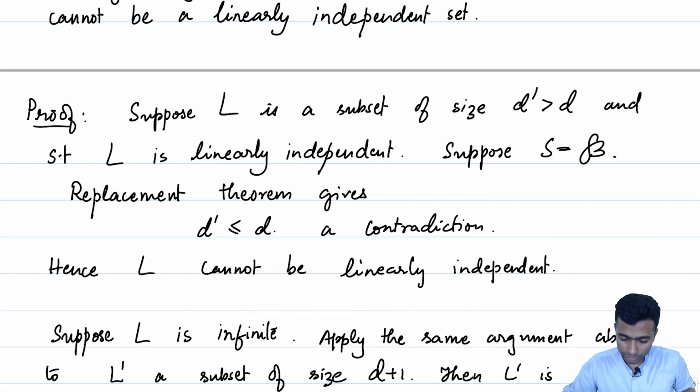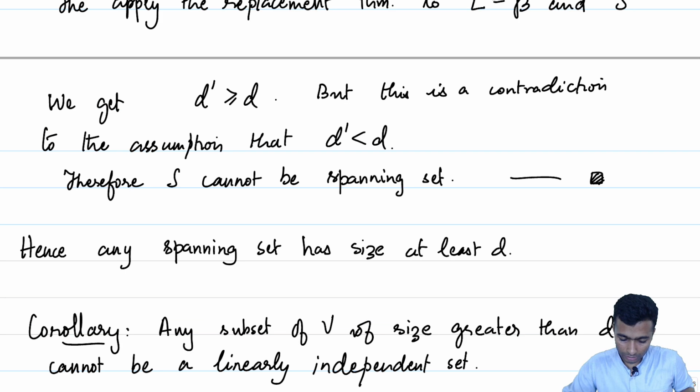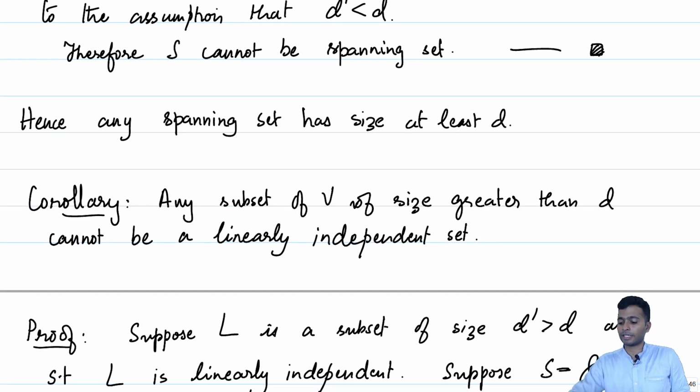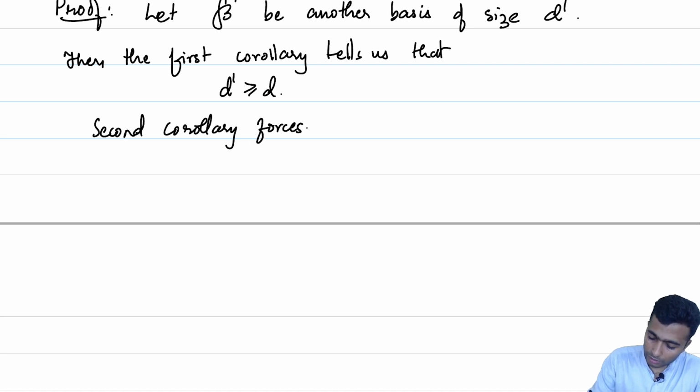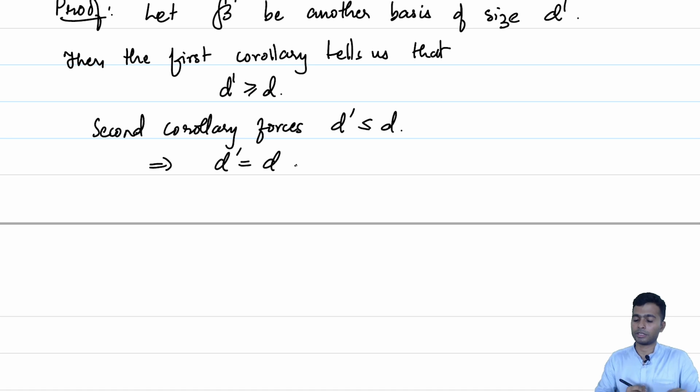How about the second corollary? The second corollary tells us that any subset of V of size greater than d cannot be linearly independent, but our beta prime is a basis, it is linearly independent, and hence its size should be less than or equal to d. The second corollary forces d prime to be less than or equal to d. Both these inequalities give that d prime is equal to d.